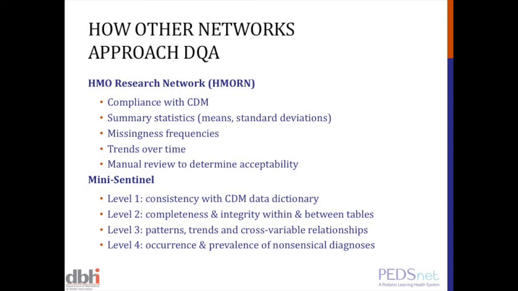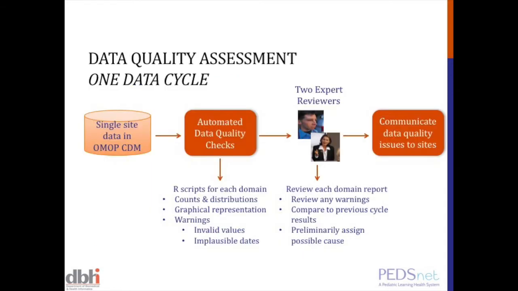And so this is just 2 examples, the HMO Research Network and the Mini Sentinel, and a lot of similarities in how they approach data quality. They want to make sure there's compliance with the CDM, that there's consistency there. They will do some summary statistics, making sure that you can quickly look and see, like, does the average number of visits for a patient, the average number of diagnoses, et cetera, vary between sites. Look for missingness. Missingness is a big thing, and does that change from cycle to cycle? So trends over time are very big for us, and you'll see elements of that when we discuss some of our checks that we adopted.